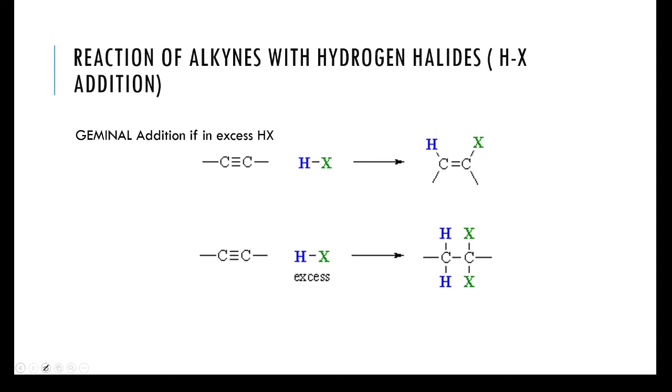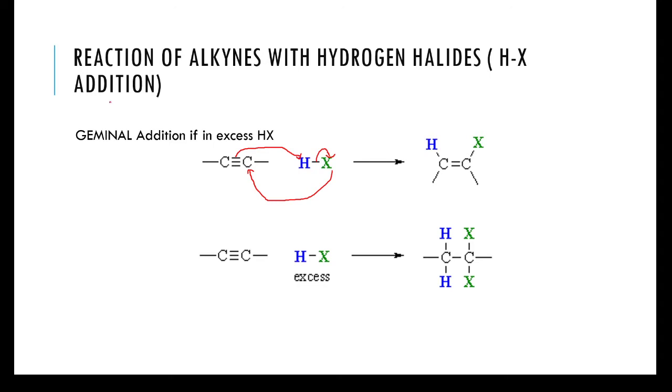So one of these pi electrons is going to attack that hydrogen, which in turn is going to kick off here, which in turn is going to come back and bond to one of these, whichever one's going to give me the more stable carbocation. And we're going to end up with an alkene.